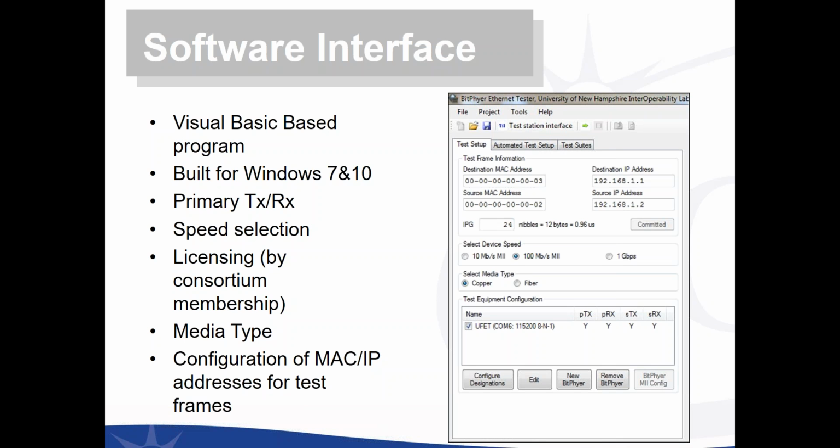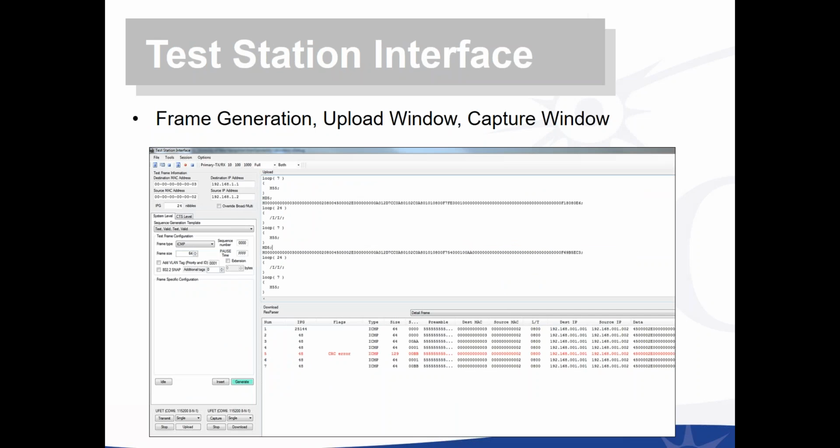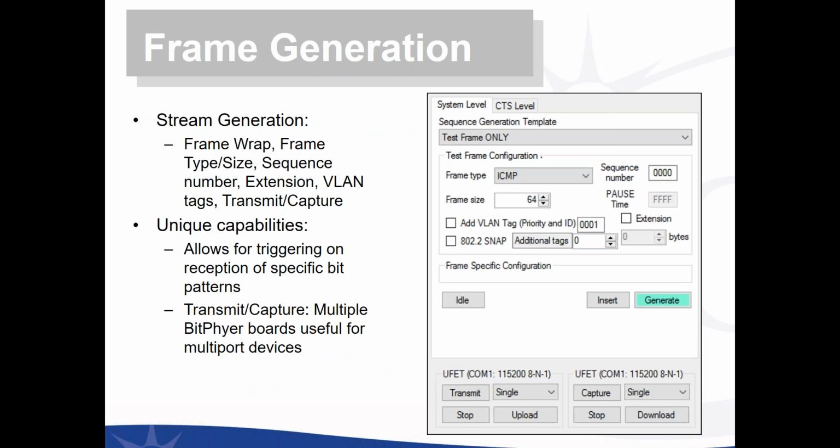Now I'd like to talk a little bit about the test station interface. The test station interface is really the main event here. This window is broken up into 3 sections, and I will talk a little bit about each. The 3 sections are the frame generation menu on the left side of the screen, the upload window in the top right side of the screen, and the capture window in the bottom right. The first part I'm going to talk about is the frame generation menu.